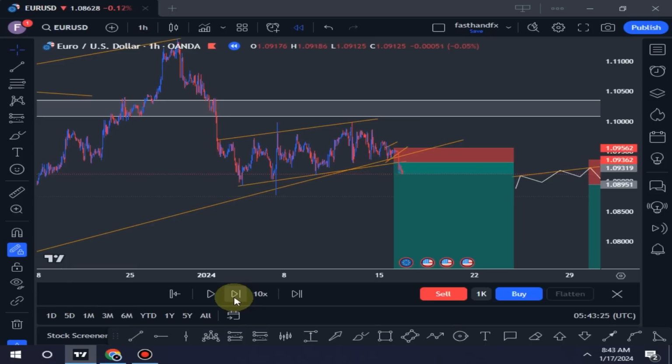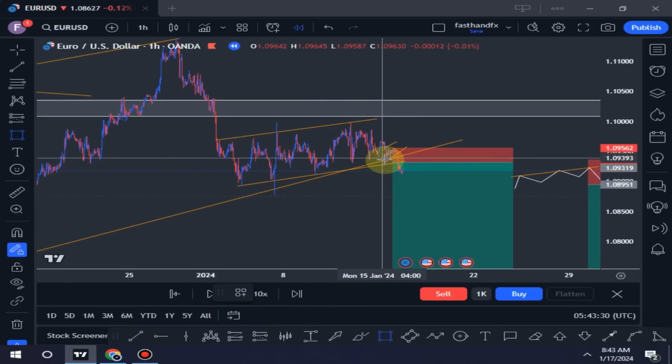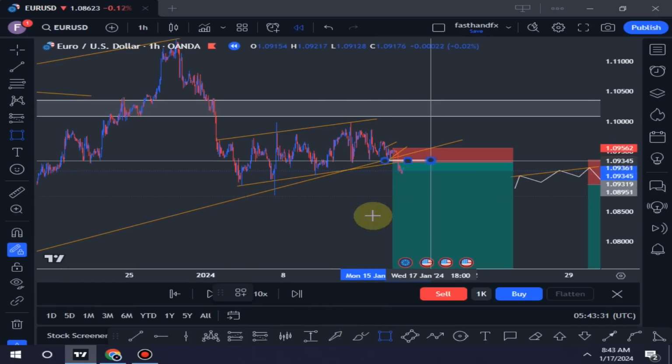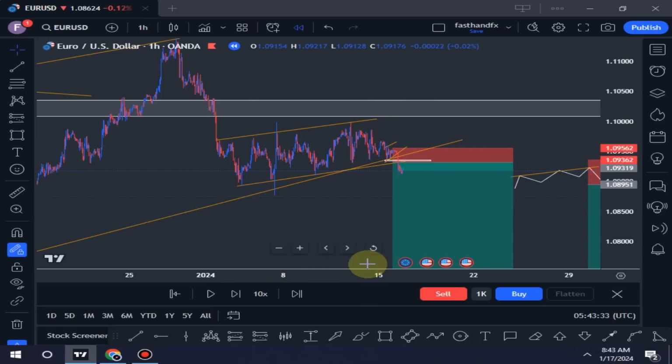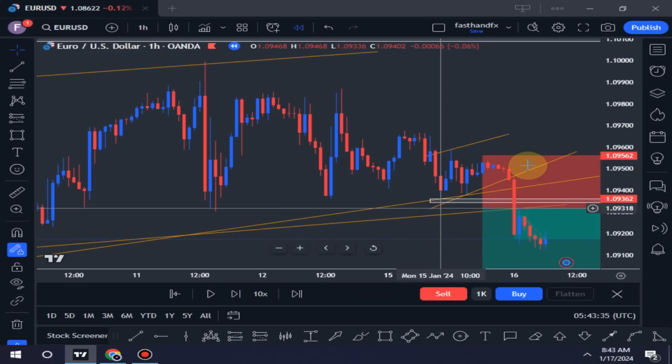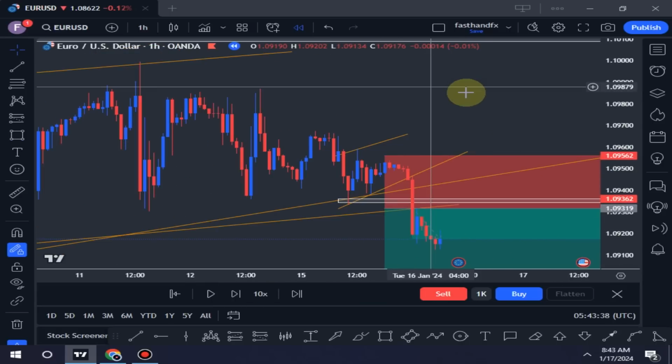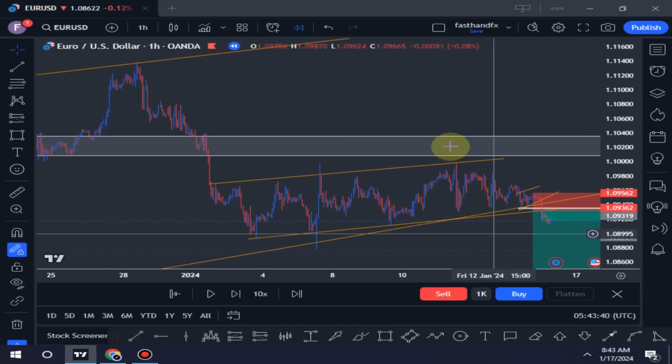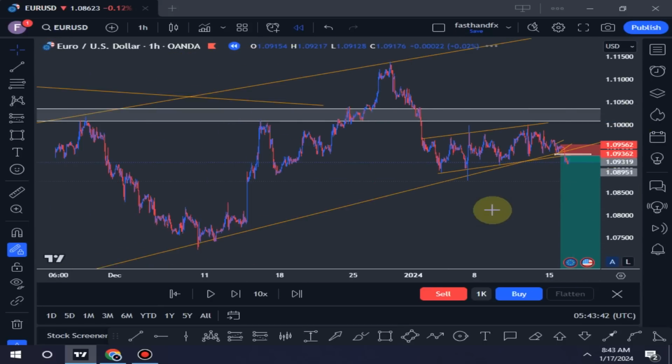price did its thing, and yes, boom, that is it. So the moment that happened, I entered my sell position, and of course stop loss above this level right here. Let me zoom. You see where my stop loss was. This was quite tight, you know.